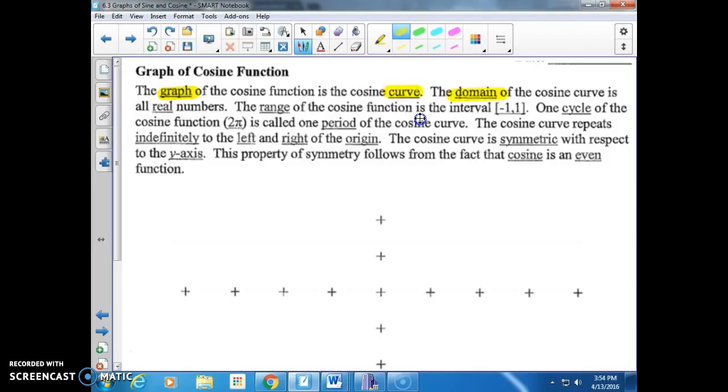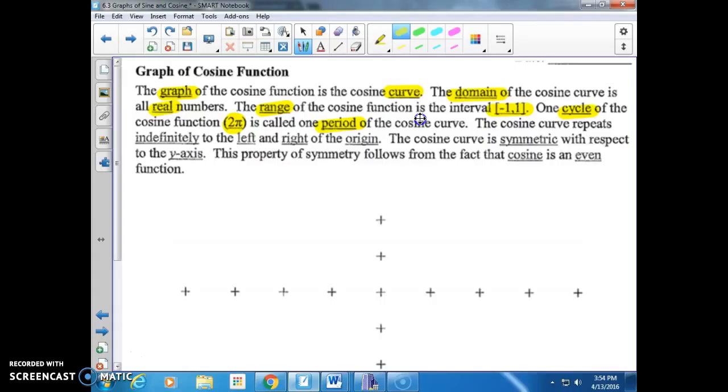The domain is still all reals. Okay, so your x's range the whole way to infinity and the whole way to negative infinity. The range, so the y values, are still in the interval of -1 to 1. Okay, so it includes those two values but doesn't go above it or below it. So one cycle of the cosine function is going to be 2 pi, just like the sine. So one period is 2 pi.